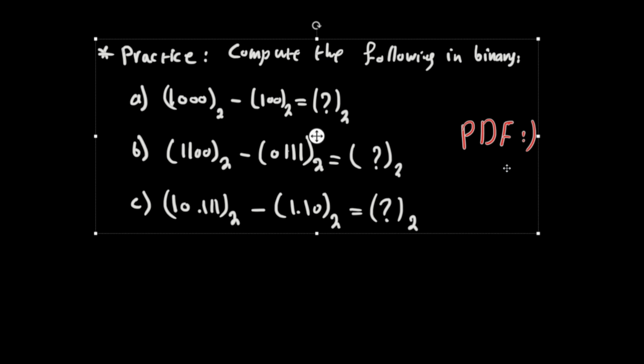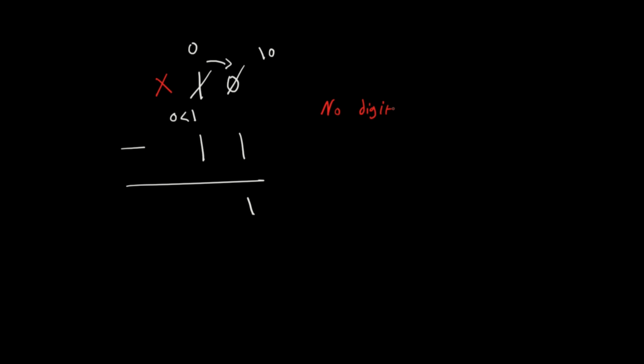Before I let you go, let's check this subtraction out. 10 minus 1, all in binary. Here, 0 is less than 1, so we borrow. 0 becomes 10, and the 1 becomes 0, and 10 minus 1 equals 1. But here, 0 is less than 1, so we need to borrow. But we have no lenders. All we have is leading zeros. That means the minuend is less than the subtrahend, which means the answer is going to be negative.